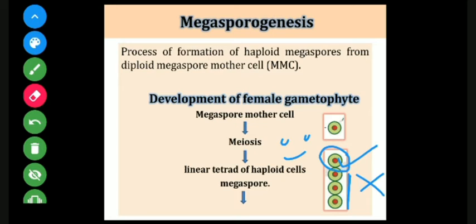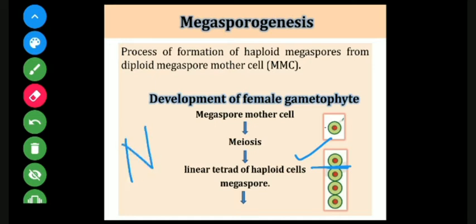Now the question is, if the rest of the three are going to degenerate, why is there a need for meiosis, or why is there a formation of 4 megaspores if only one is required? Remember, the one toward the chalazal end will further develop into the female gametophyte, and for the formation of the female gametophyte it will require nourishment or nutrients. So when these 3 megaspores degenerate, they will provide nourishment for the megaspore which is functional.